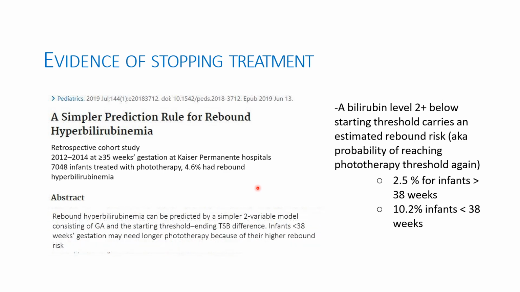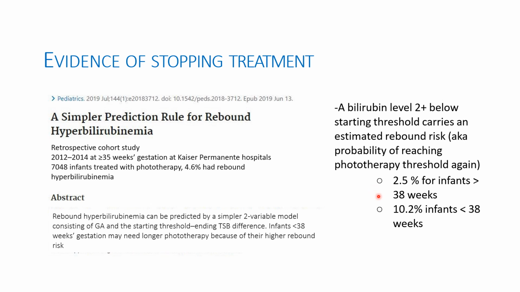The result of their data was that rebound hyperbilirubinemia can be predicted by a simple two-variable model consisting of gestational age and the difference between the starting threshold and the ending total serum bilirubin. They calculated the estimated probability that a baby will rebound and reach the phototherapy threshold again, with a method based on the collective data.